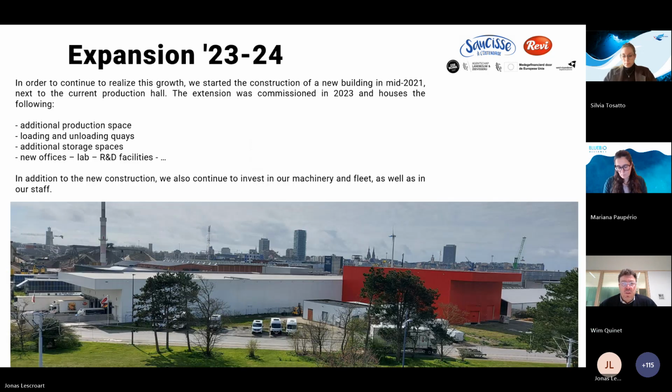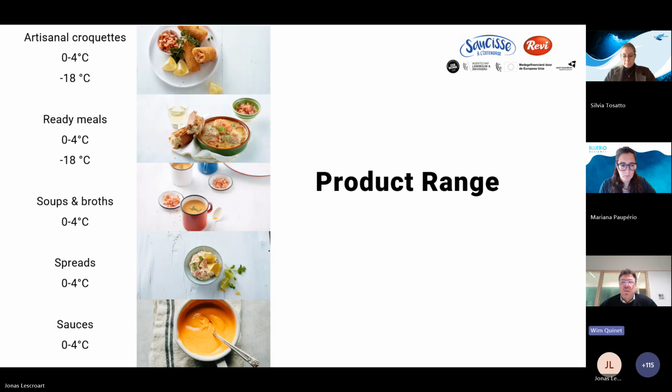Next slide, please. In 22-23, we built a new production facility in Ostende. We now have about 10 to 12,000 square meters here, very much based in the harbor region of Ostende. So we are very close to our markets, to our supply. Next slide, please. And Revi Food, just to give you an idea, we are a producer of several product types like croquettes. We do many millions, many styles and sizes. We have a ready meals department. We make soups, broths, spreads and sauces. So we are very much focused on this convenience category within supermarkets and food service.